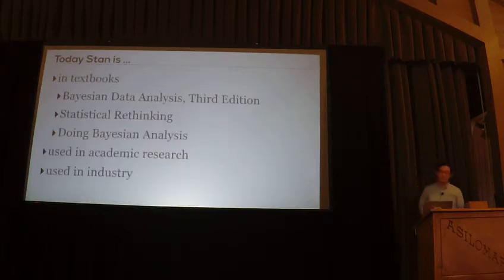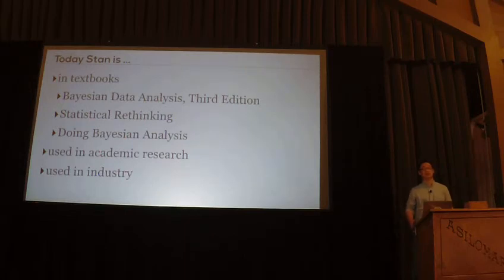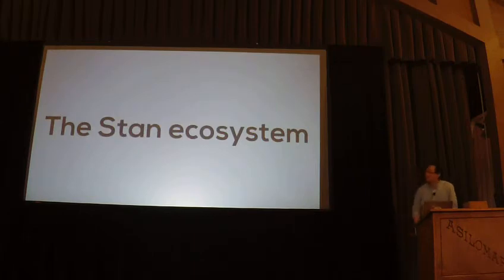It's used in textbooks. BDA 3 is now with Stan code. Statistical Rethinking, doing Bayesian analysis. Gelman and Hill version 2 is going to have Stan in it. It's used in academic research. Who here is using it for academic research? About half, more than half. And industry? That's good, cool. So it's used everywhere. It's really awesome.